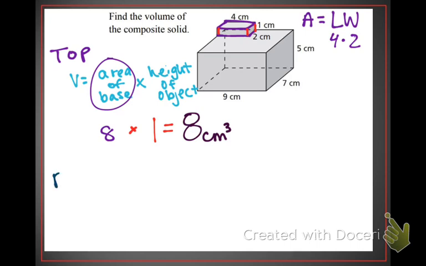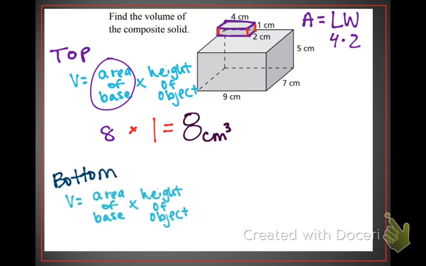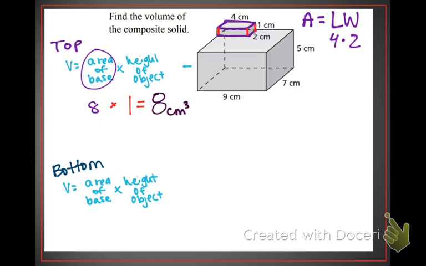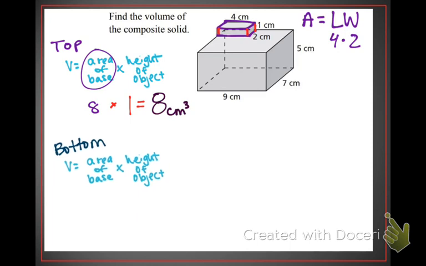Now we find the volume of the bottom. We're going to do the same way. Area of the base times the height of the object. So which one do we want to call the base? Which of the squares, rectangles? She said the bottom. That's fine. If we did the bottom and the top, you could also do the right and left. It's fine.